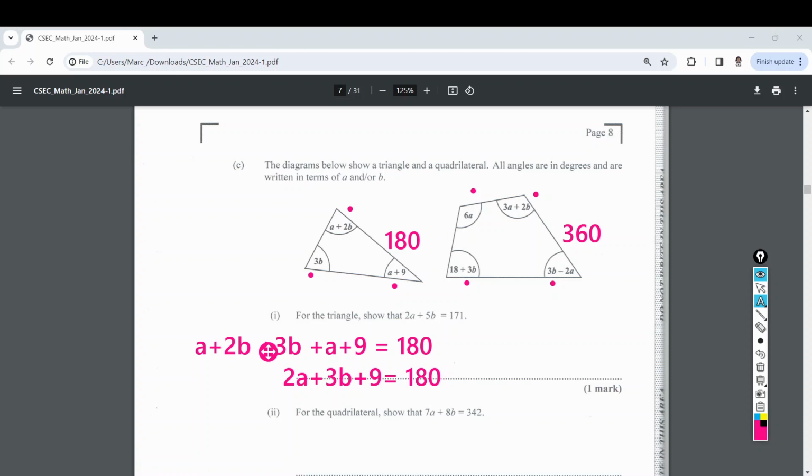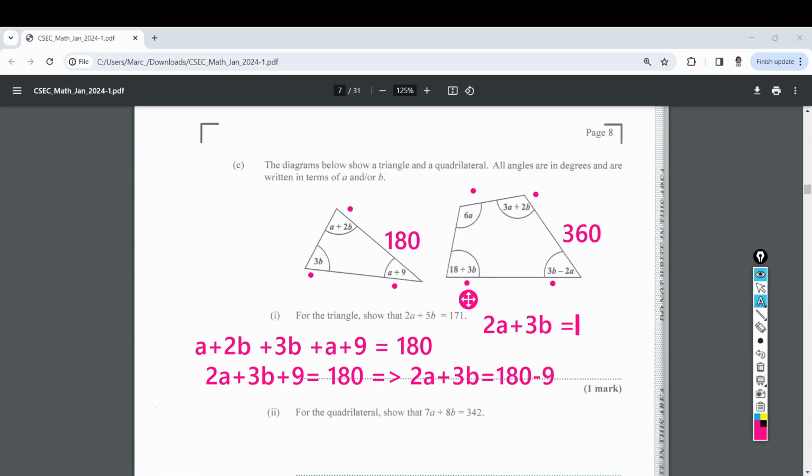And in the last step now, guys, let me put an imply. The last step now, guys, is 2A plus 3B is equal to 180 minus 9, right? And then the last answer now, we're going to put 2A plus 3B is equal to 171. And that's the answer, right?